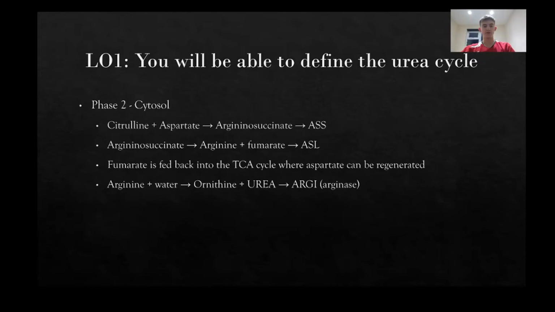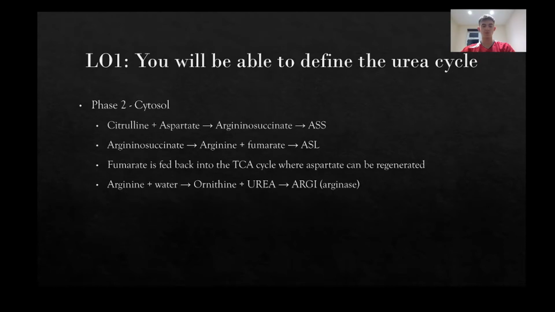So phase 2, cytosol. The citrulline that we just talked about combines with aspartate to make argininosuccinate, and that's done by argininosuccinate synthetase. Then argininosuccinate breaks down into arginine plus fumarate, and this is done by argininosuccinate lyase. Again, lyase means to split, so we can get that from there, and synthetase as well. This fumarate is then fed back to the Krebs cycle, where aspartate can be regenerated. Lastly, arginine plus water, so this is where we need to drink our water, is cleaved by the arginase 1 enzyme to make urea and regenerate ornithine.